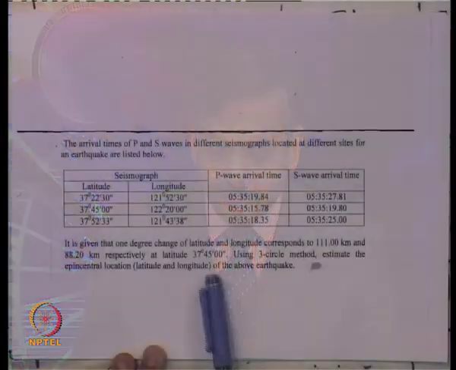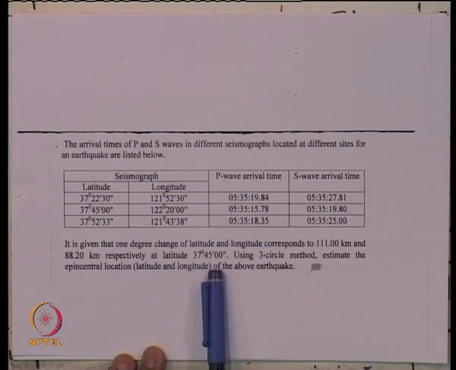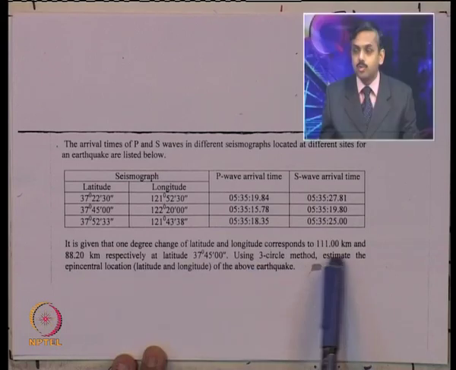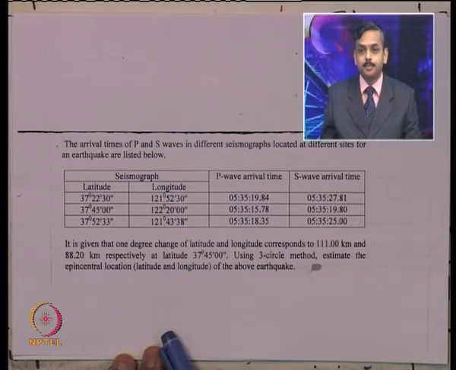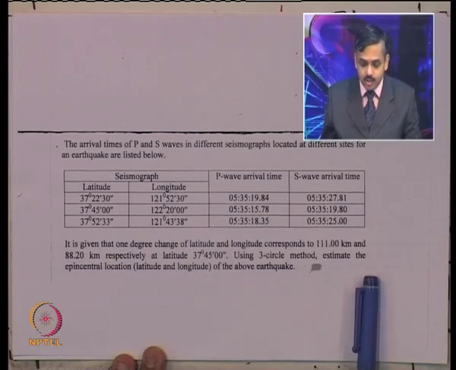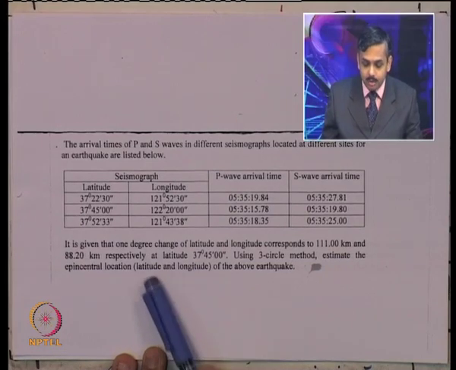So that is the reason why this information is required to be provided. It is known, and one can easily calculate it from simple geography, and that data has to be given corresponding to a particular latitude. That is, at which latitude location that 1 degree change corresponds to how much kilometer. Is it right?